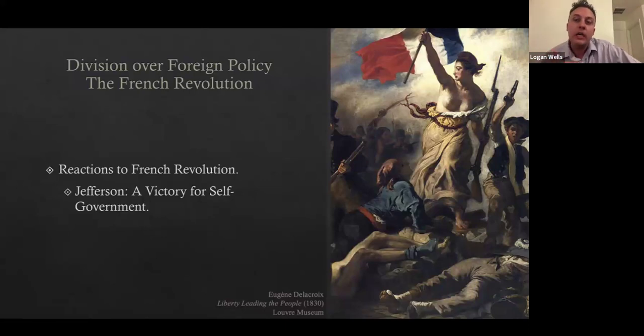Because keep in mind, the French were allies in the American Revolution, right? Without French aid, without French weapons and soldiers and their navy, it's likely we would not have won our independence, right? Even though they were an absolute monarchy, they were willing to assist us in overthrowing the British, who were their hated rivals.